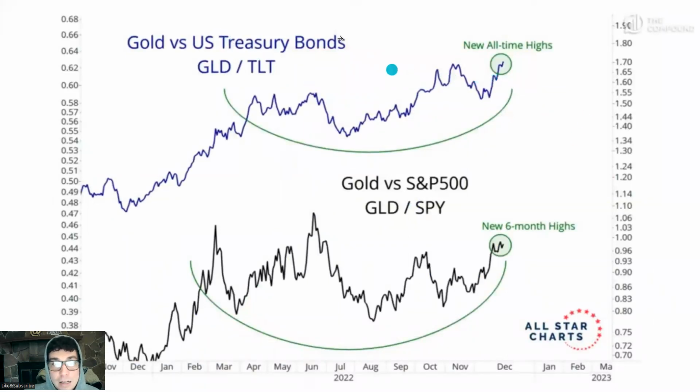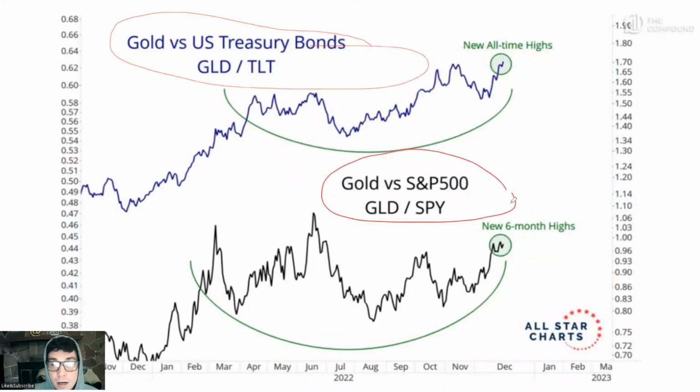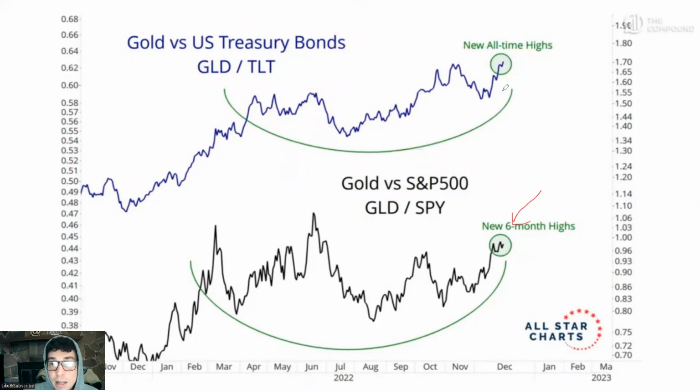Now, gold, I mentioned gold earlier. This is a really, really nice chart. This is gold compared to TLT and gold compared to the S&P 500. We have a nice cup pattern right here, a nice rounded bottom, and we're just continuing this uptrend. We hit new all-time highs on this pair right here, and on this pair, we hit new 6-month highs. So it's going to be interesting. Will gold continue to outperform TLT and the stock market as well?